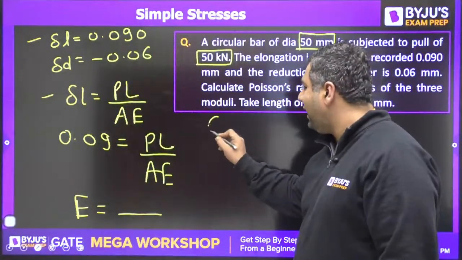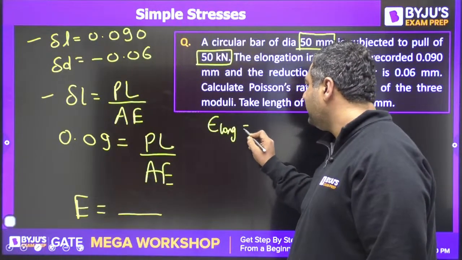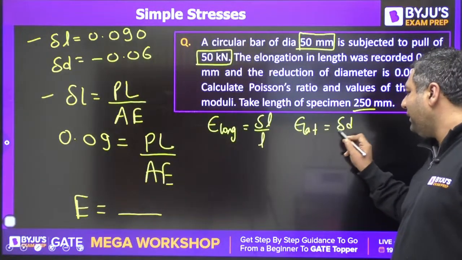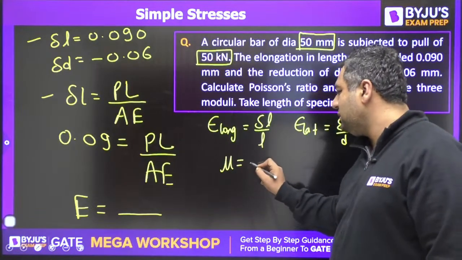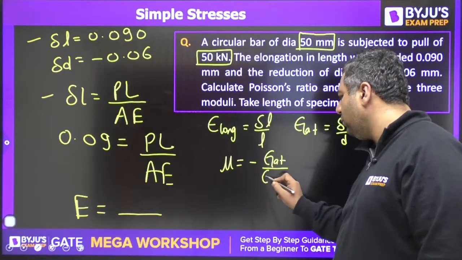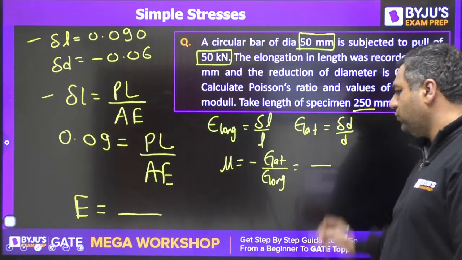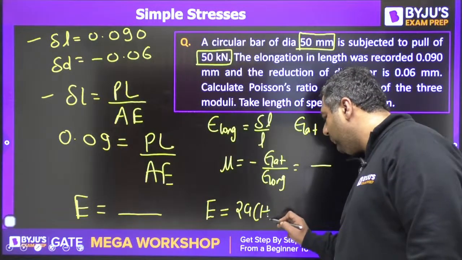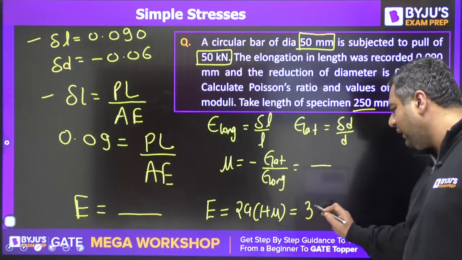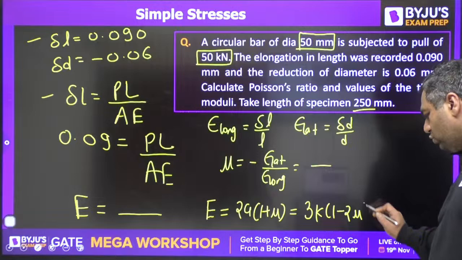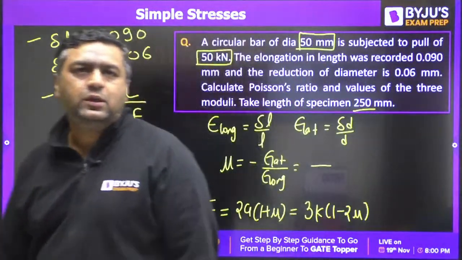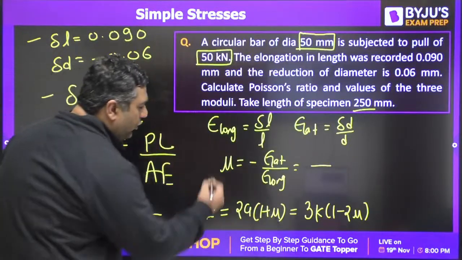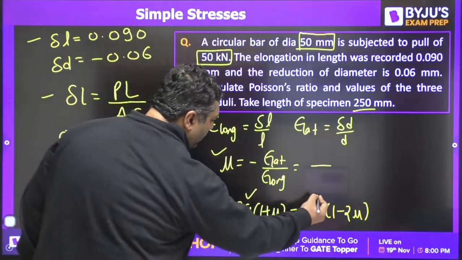Then my dear, you know that longitudinal strain is delta L by L. Lateral strain is delta D by D. And Poisson ratio is minus lateral strain by longitudinal strain. You will get the Poisson ratio. And after getting two elastic moduli, you know E equals 2G(1 plus mu), and it equals 3K(1 minus 2 mu). After getting two moduli, you can find the other two also. So just try to calculate the values one by one. First I want Young's modulus, then Poisson ratio, then G, and then K.